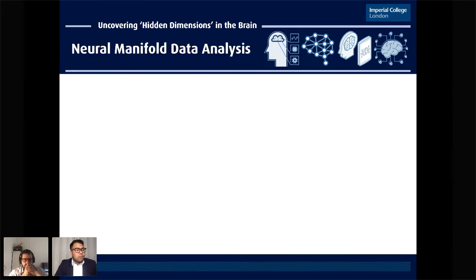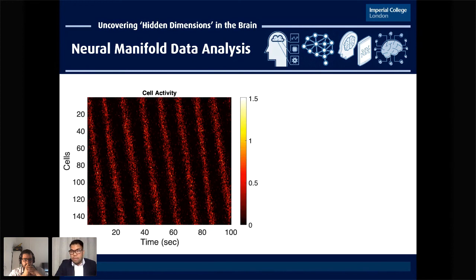Now, how do we analyze highly dimensional neural data? So consider this cell by time activity matrix. Each column of this matrix is what we call the neural state or the neural vector.